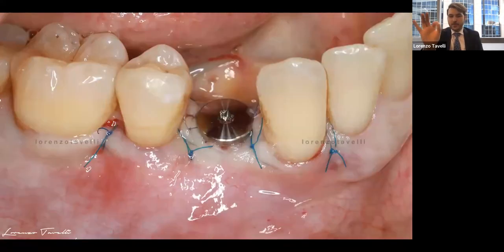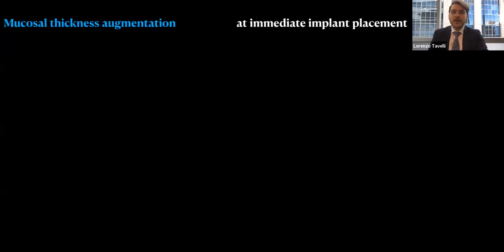Then I perform a small incision at the flap in order to have a better adaptation around the healing abutment. And that was the final picture. Also in this case, in our discussion, I will show you the follow-up of at least a few weeks or a few months. So these are examples of mucosal augmentation that can be done at the time of implant placement, especially if you don't need to do bone augmentation.